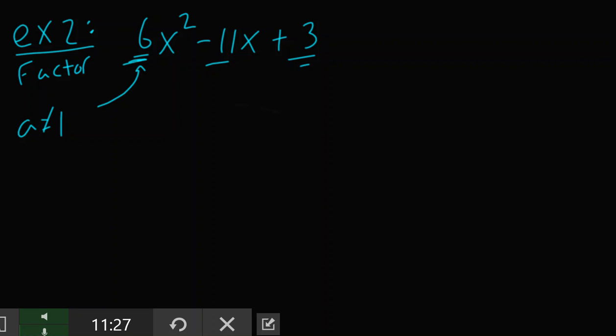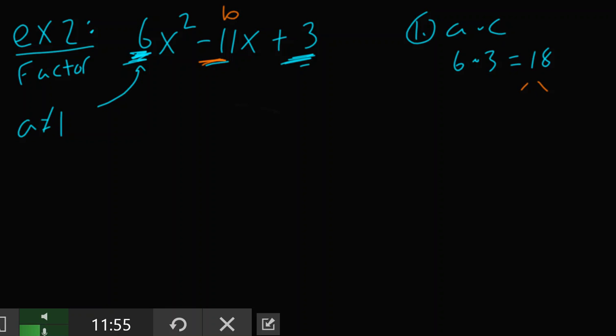So what's our first step? Well, step number 1, we're going to do A times C. Here that's 6 times positive 3, and that is 18. Okay, what is my second step? I now identify my B term, negative 11, and I'm going to list out all the factors of 18 that could potentially get me to 11.